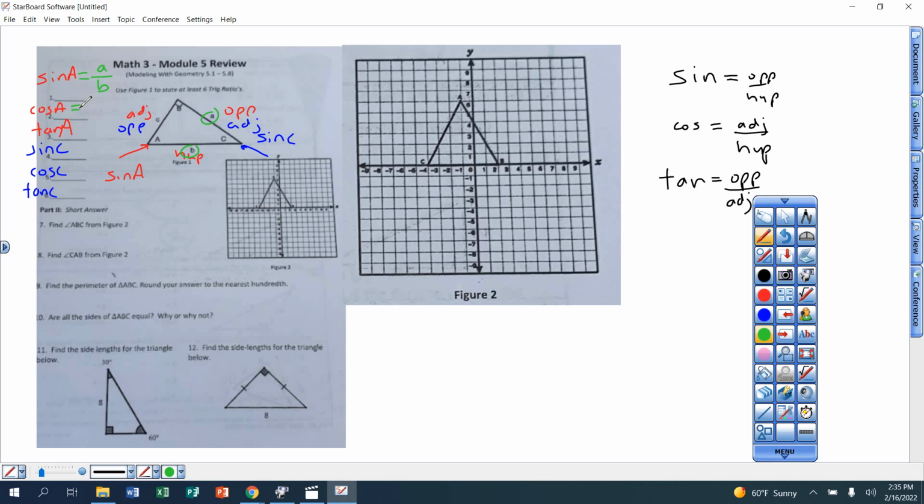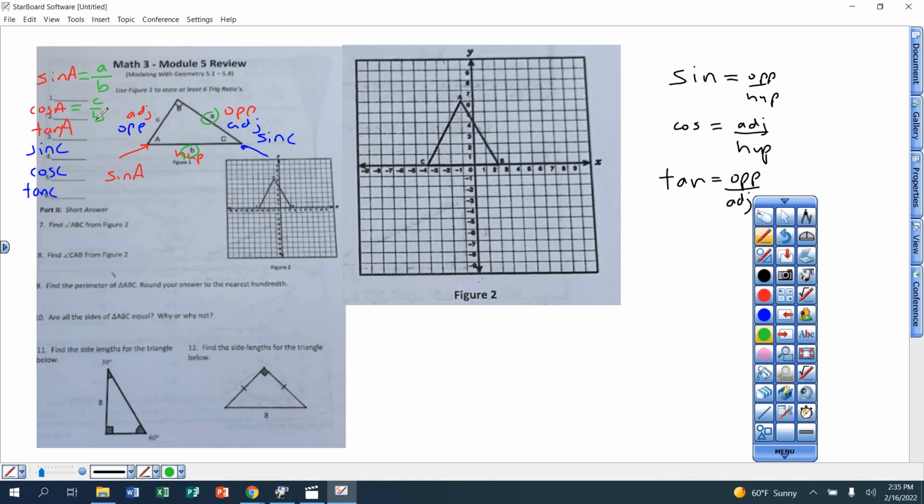So if I did cosine A, what pieces are adjacent over hypotenuse for A? From A, A is opposite, B is hypotenuse, and C is adjacent. So if I want cosine from A, I use the adjacent side, which is C, over that same hypotenuse B. That makes sense? Yeah.